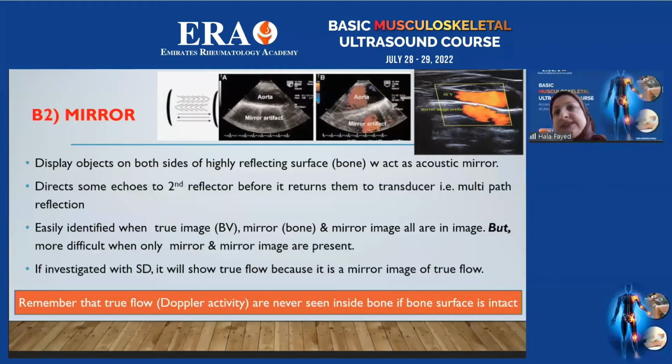This artifact is easily identified when you can find the true image, which is the blood vessel, the mirror, which is the bone, and the mirror image all in one image. But it becomes difficult when you find only the mirror image without finding the reflective surface. If investigated with spectral Doppler, it will show true flow because it is a mirror image of true flow. Remember that true Doppler activity is never seen inside bone if the bone surface is intact, and we stressed this many times throughout our talk.